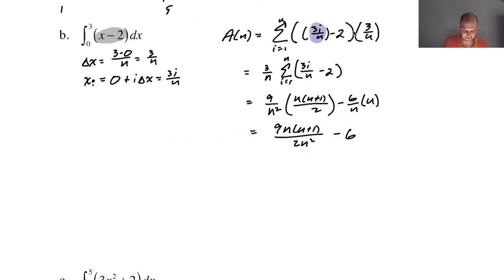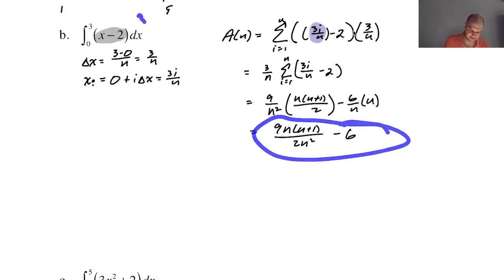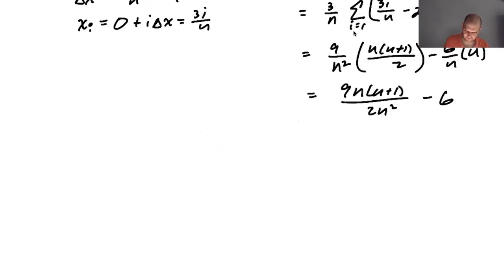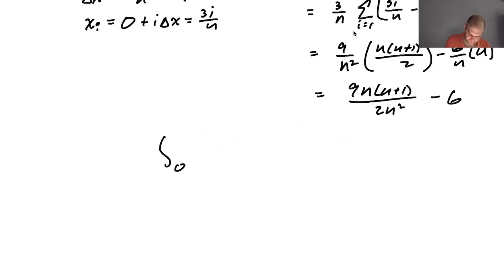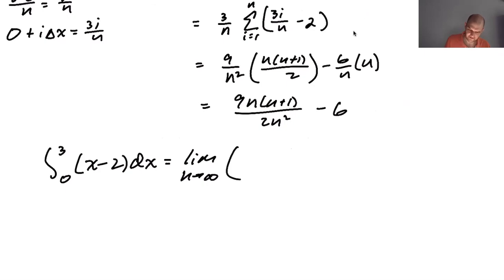I want to get the exact value, so I need to take the limit as n approaches infinity of this. That is the exact value. So I'm going to write that down, sort of. The integral from 0 to 3 of x minus 2 dx is the limit as n approaches infinity of this thing. So I'm going to copy it.